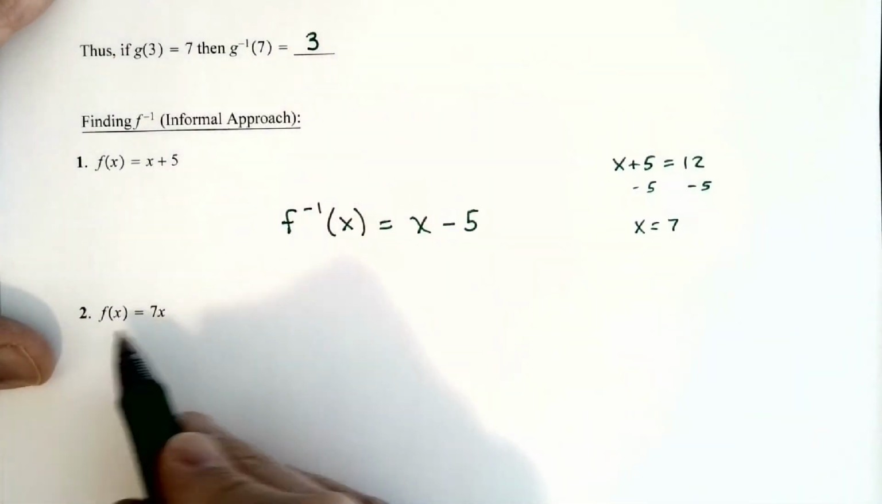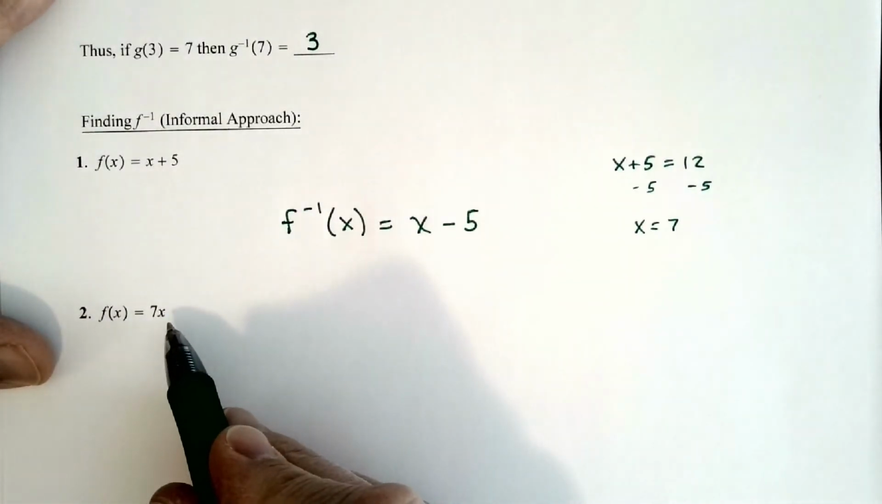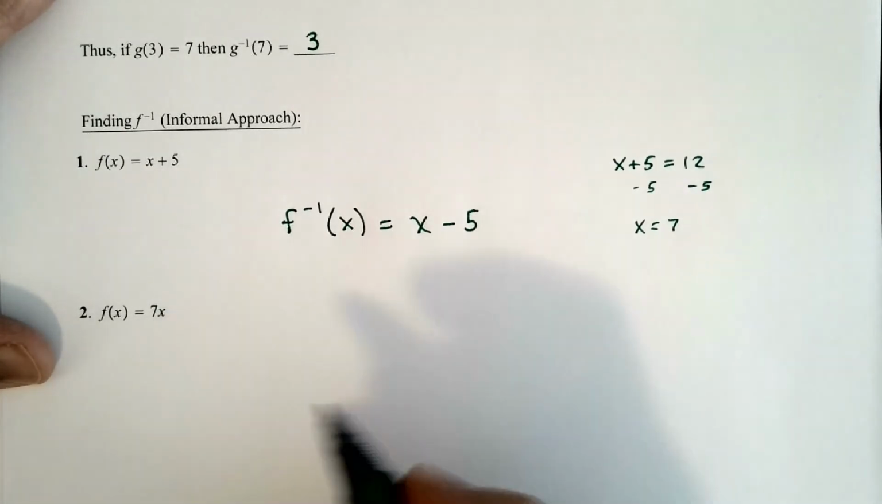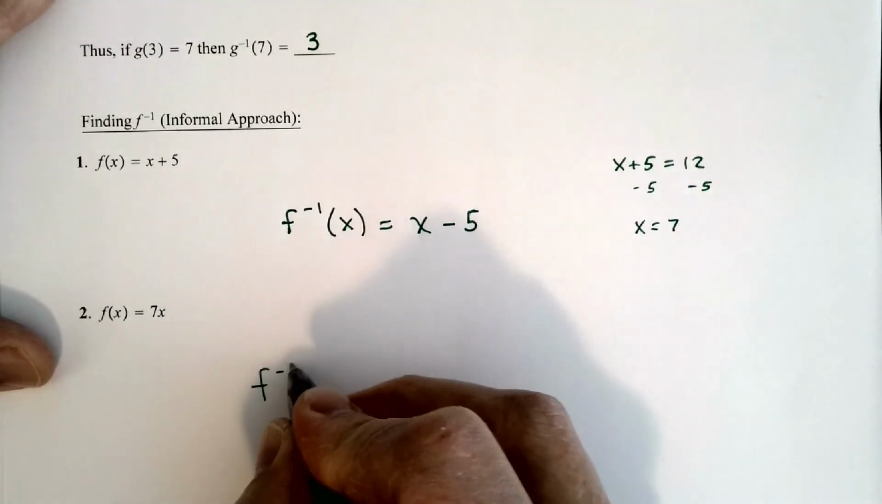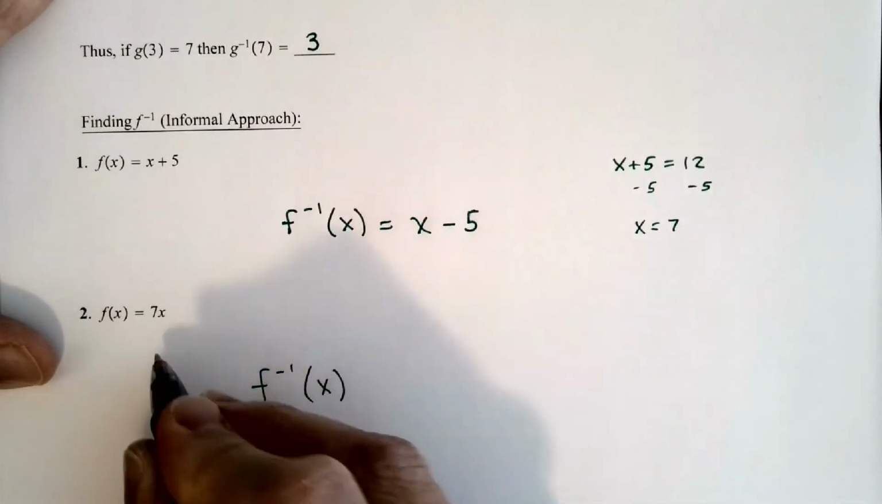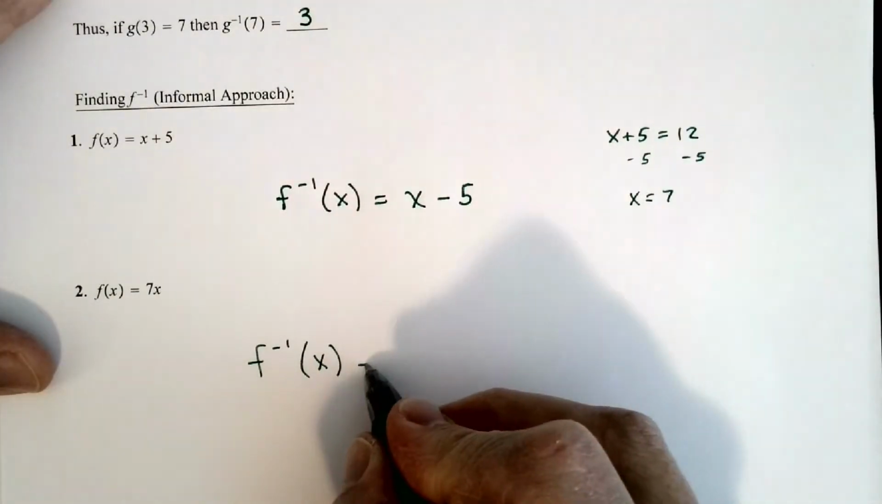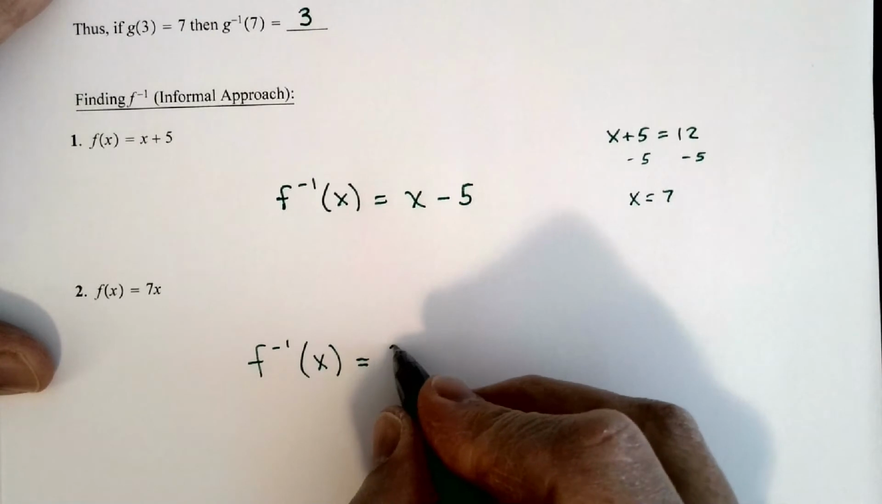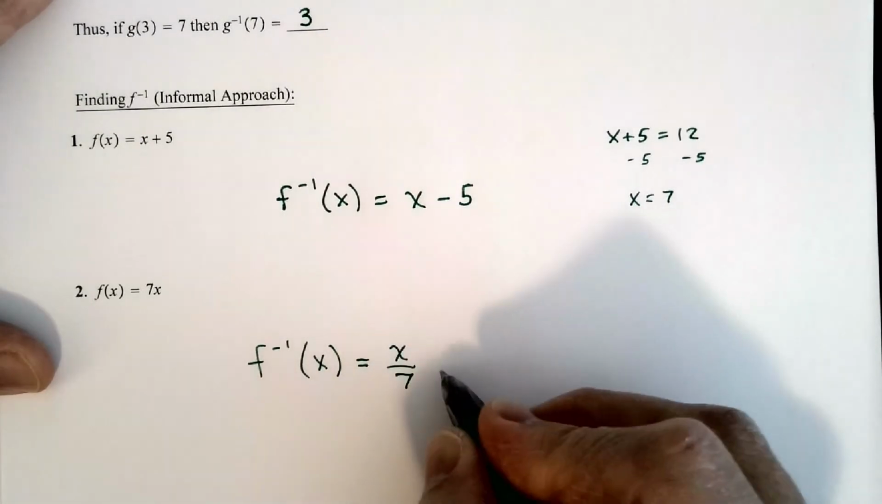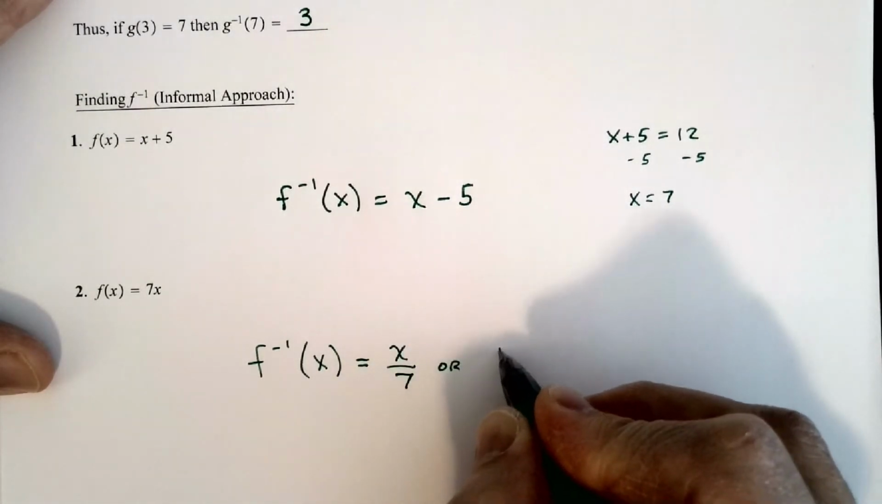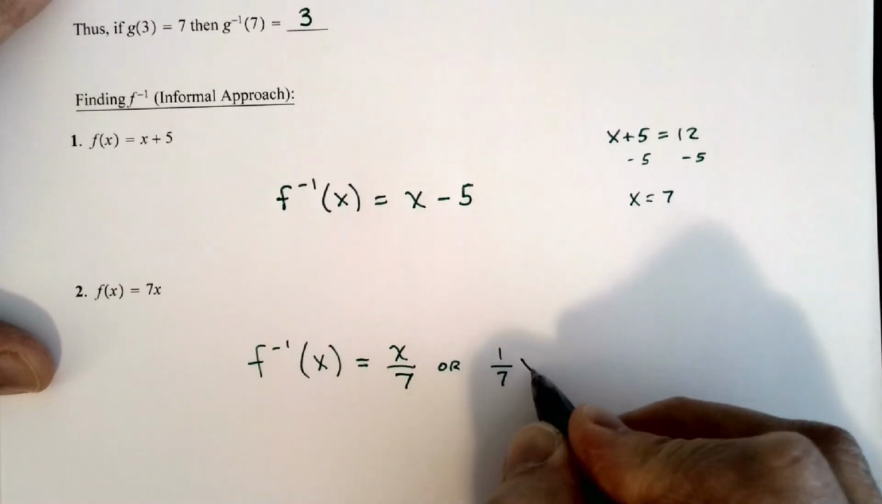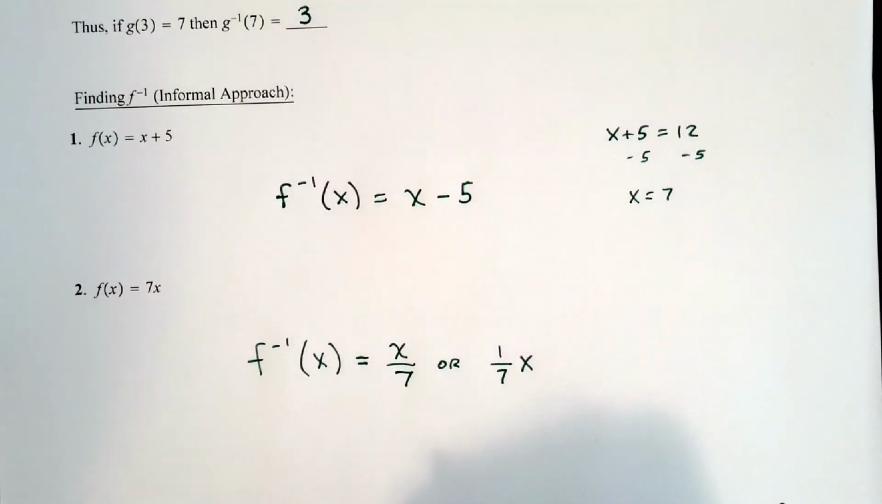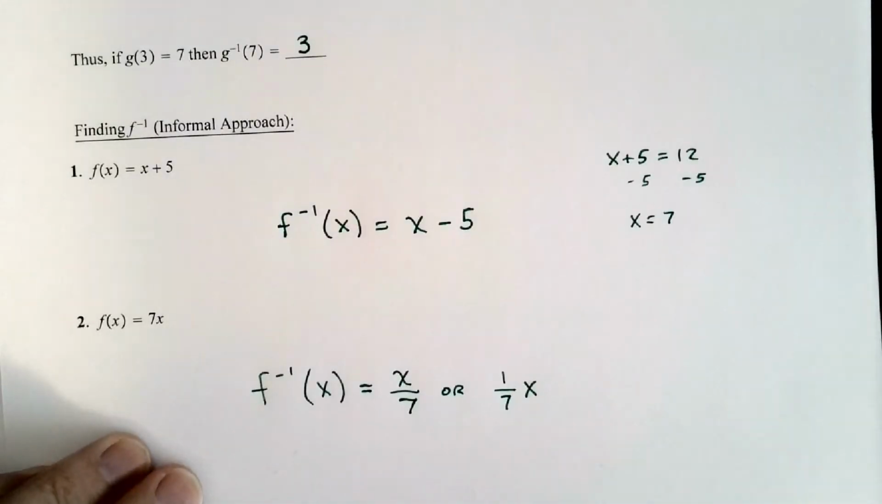Here's another easy one. f of x equals 7 times x. So how do I undo 7 times x? How do I undo multiplication? What am I going to do to get back to x if I multiply by 7? Somebody says divide by 7, right? x divided by 7. Or you can also think of it as multiplying by the reciprocal, 1/7. Same thing. Okay. So those are some very simple and easy ones that we have. Let's look at a few more, get a little more involved here.